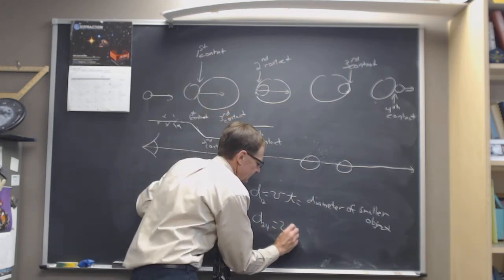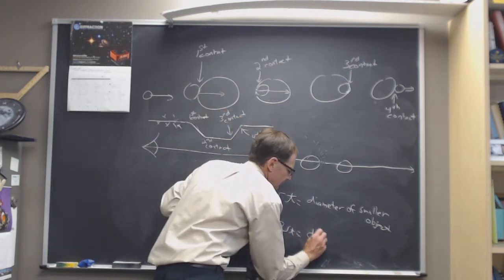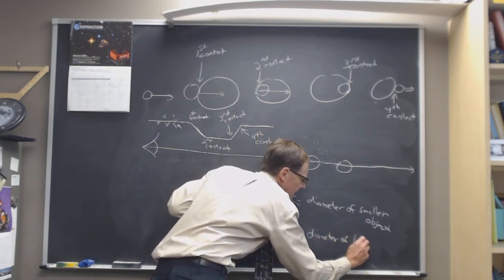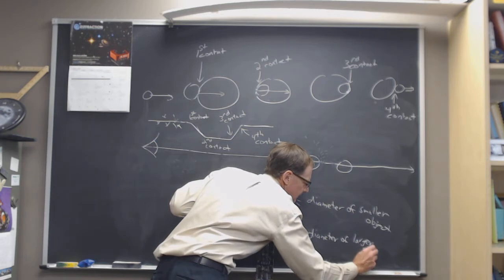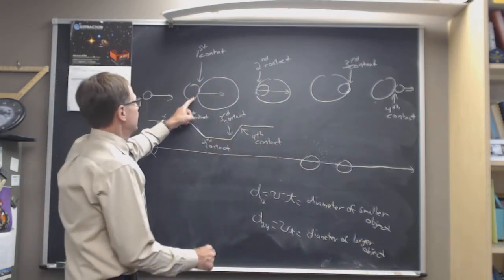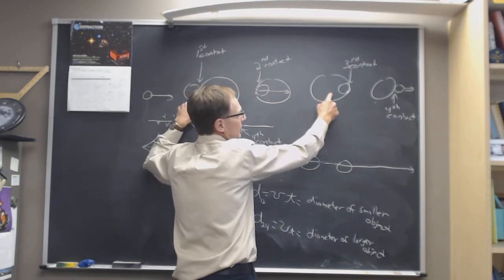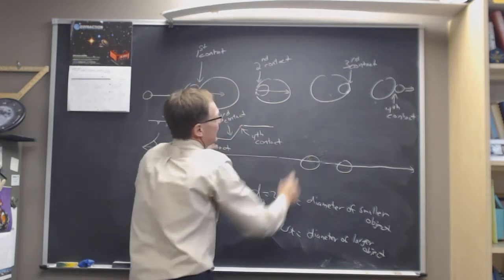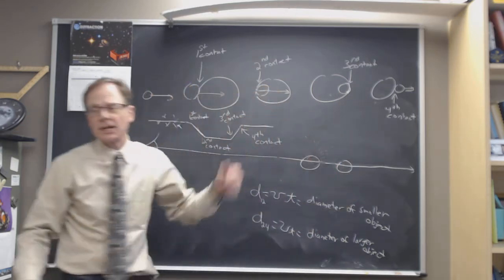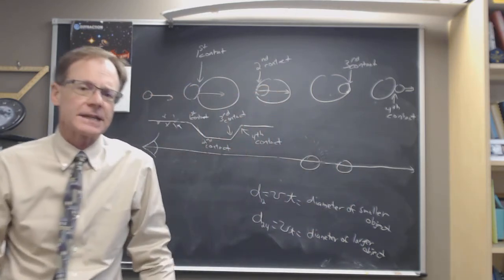You're going to have the diameter of the larger object. 1 to 3 is also going to be the diameter of the larger object, and 3 to 4 is going to be the diameter of the smaller object. I hope you can look at the geometry there and convince yourself that that's the case.